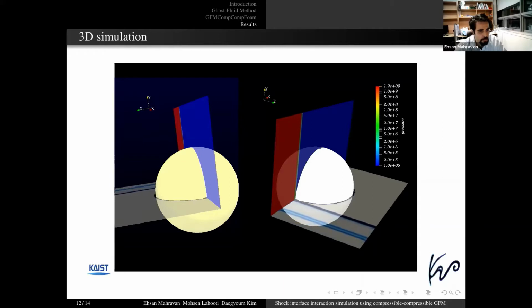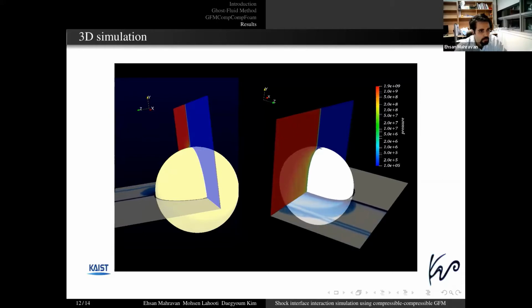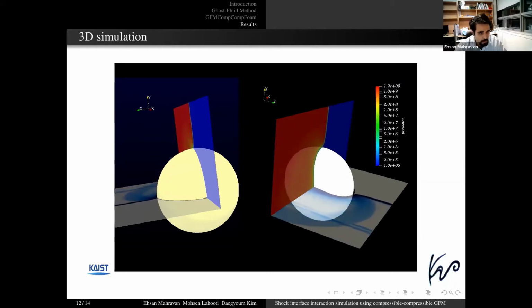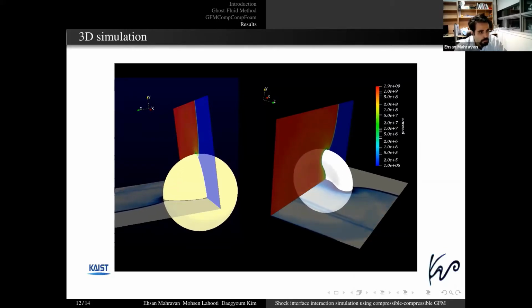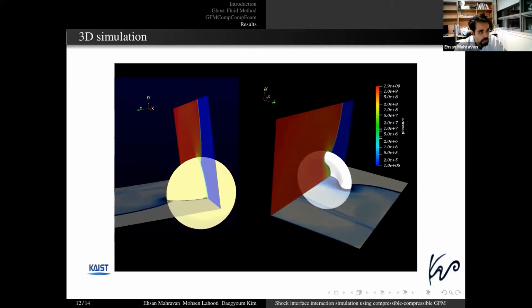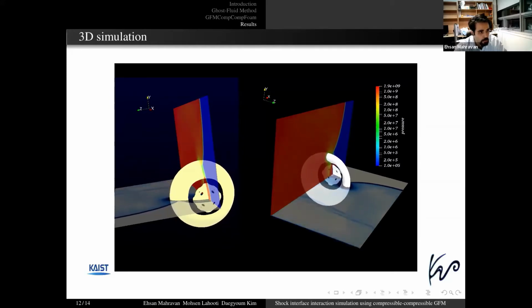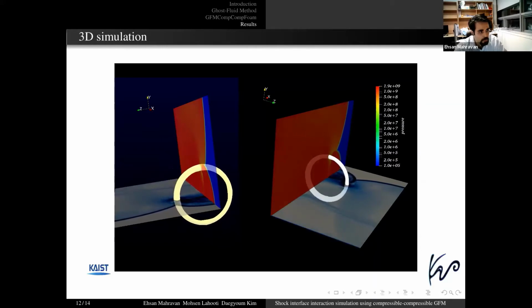The horizontal plane shows the shadowgraph. We can see the wave interaction, reflection of the shock wave from the interface. And now the jet is penetrating the bubble, and on the left view we can see the effect of the bubble penetration, and the bubble turns to a toroidal shape.